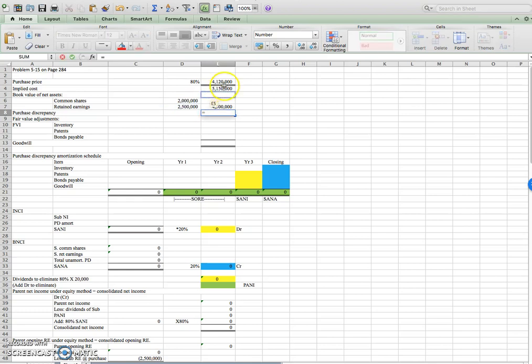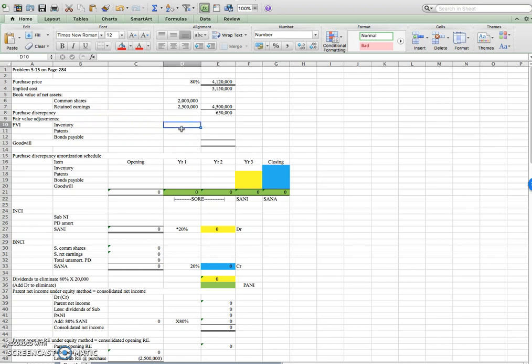Now let's look at the difference between the implied cost and our book value. That leads us to a $650,000 acquisition differential. Next, we want to figure out these fair value adjustments. You can see that I've listed them directly. It saves us a little bit of work, because if you take a peek at the question, cash and accounts receivable have the same carrying amount and fair value, so we don't even need to bother listing them.